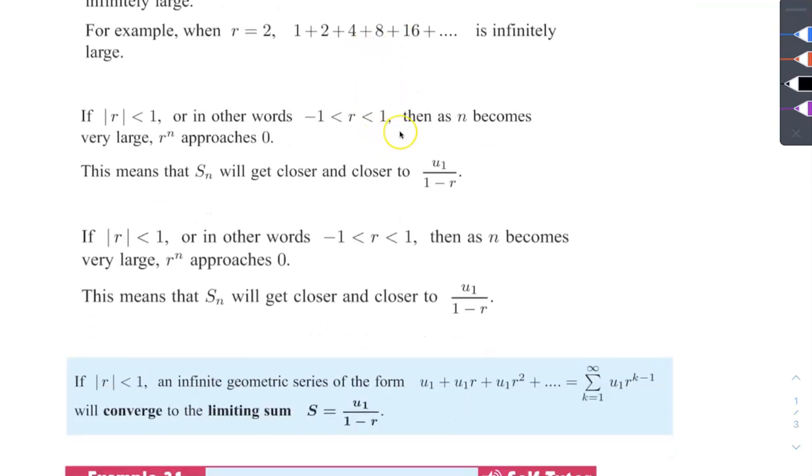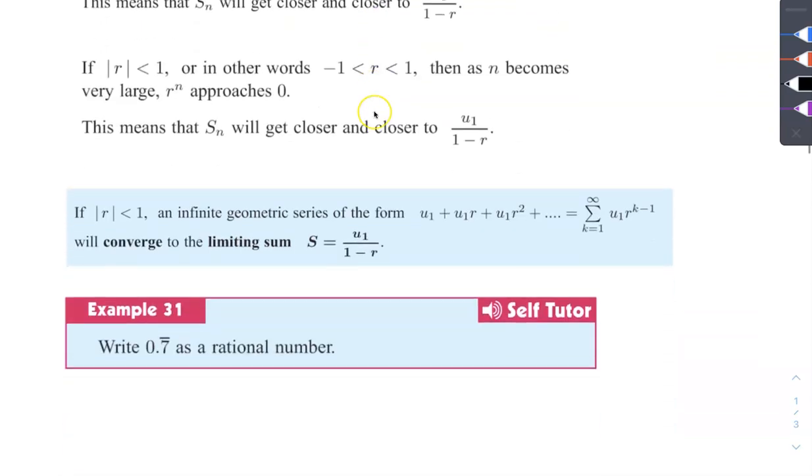And then we have the ones where |r| is less than 1. In that case, r gets really close to 0. Eventually it gets smaller and smaller until you get 0, and you actually can find the sum of those. We call those convergent. So those are the ones we're looking for. Anytime |r| is less than 1, we can find the sum of that infinite series, and that's what we're going to be searching for.